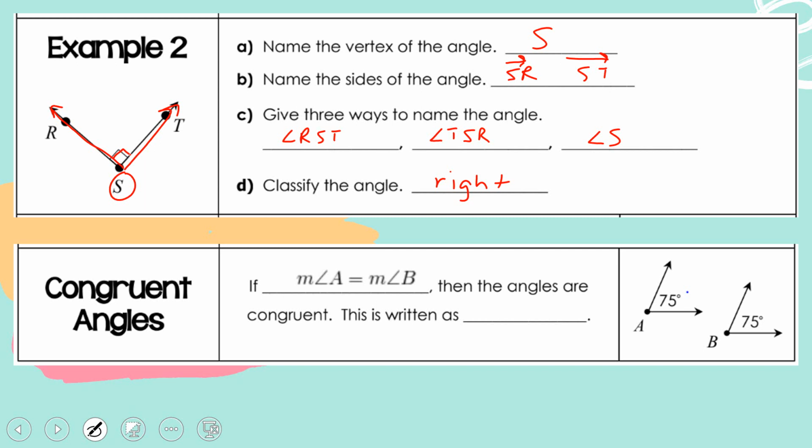Congruent angles are angles that have the same measurement. Since those are the same measurement, they are congruent angles. We would write that as angle A is congruent, an equal sign with a little squiggly on top, to angle B. That's how we show two angles are congruent. That just means that their measures, or their degrees, are the same.